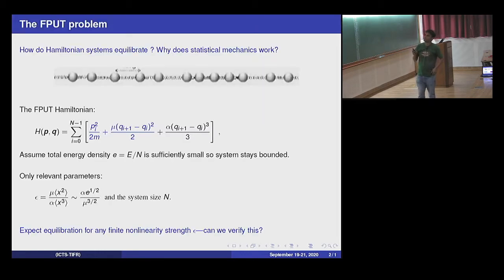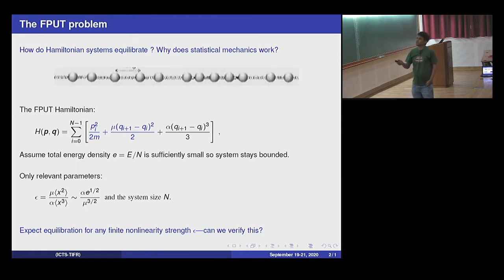Okay, so what is the problem? The basic question is how do purely Hamiltonian systems equilibrate? And then the underlying question is why does statistical mechanics work? This is what they wanted to check, and what they did was take an harmonic chain of particles, which is described by some Hamiltonian like that.